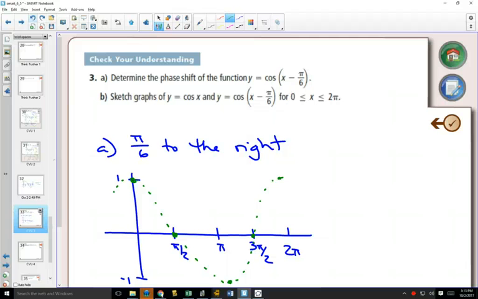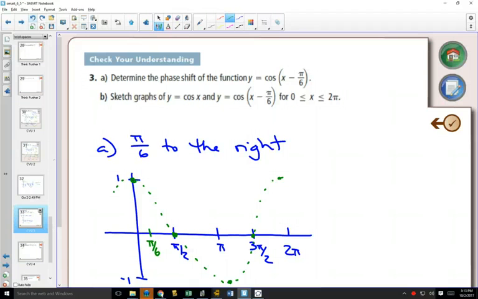So as far as figuring that out, we need to figure out how much is pi over 6. Here's pi over 2. That's 90 degrees. Pi over 6 is 30 degrees. Does it make sense that we're going to have to move 1/3 over to go pi over 6 to the right?